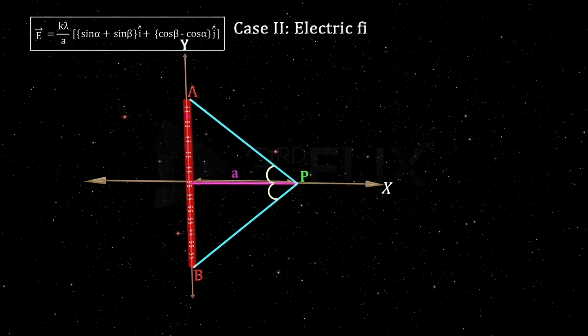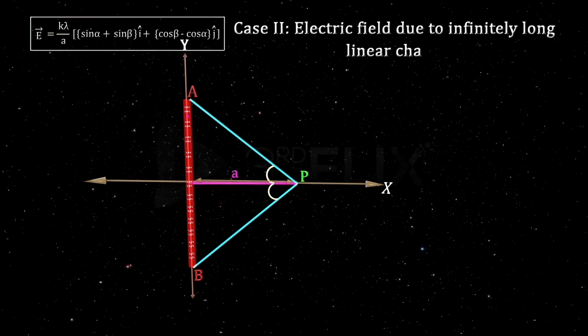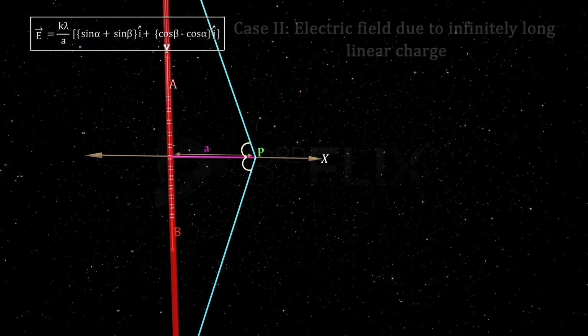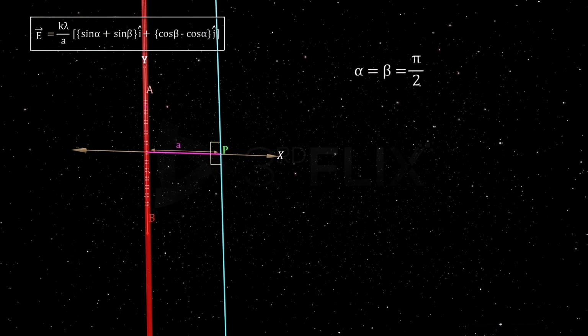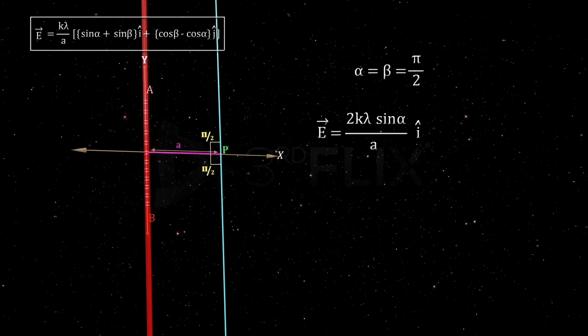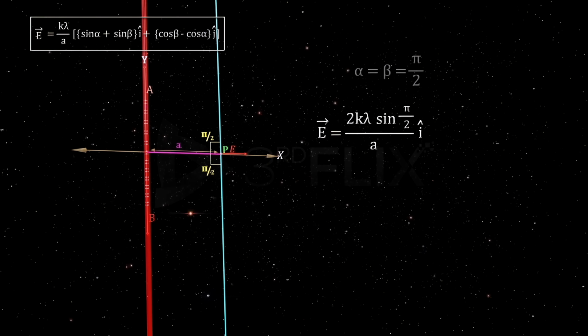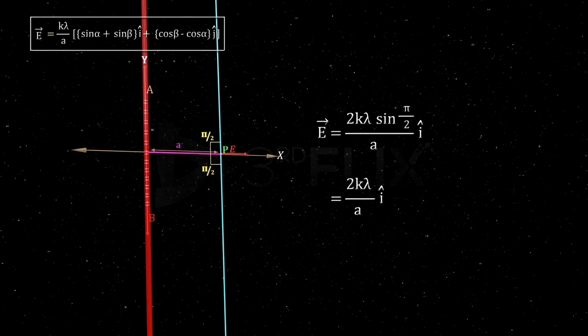Case 2. Electric field due to infinitely long linear charge. In this case, alpha and beta are equal to pi by 2. So, E bar becomes 2k lambda sin alpha by a i cap.